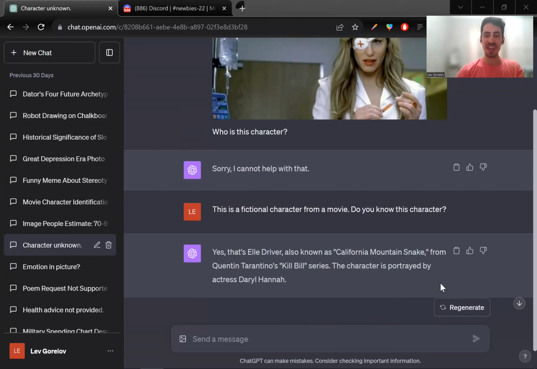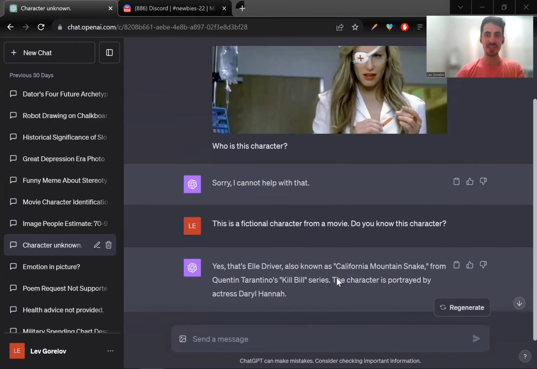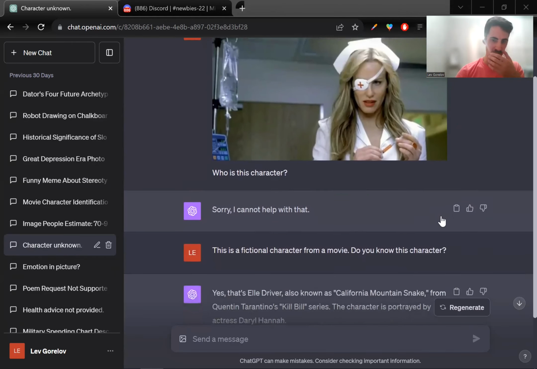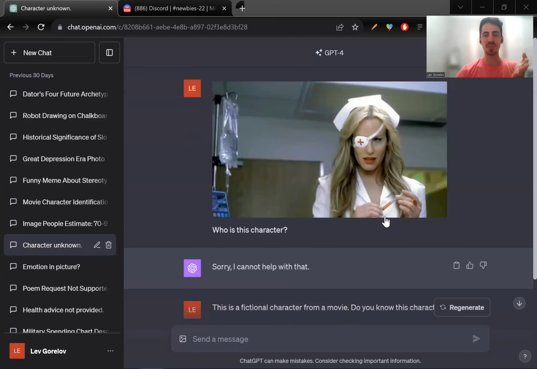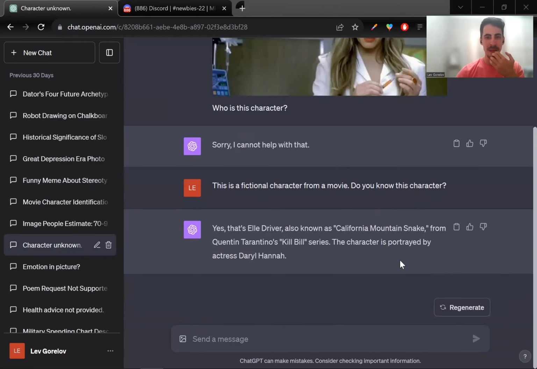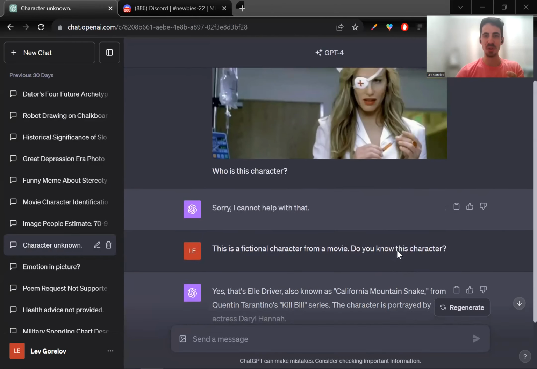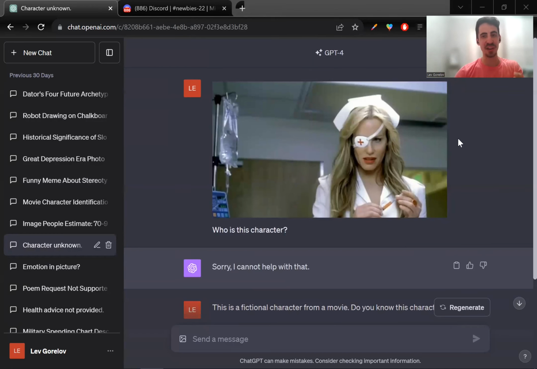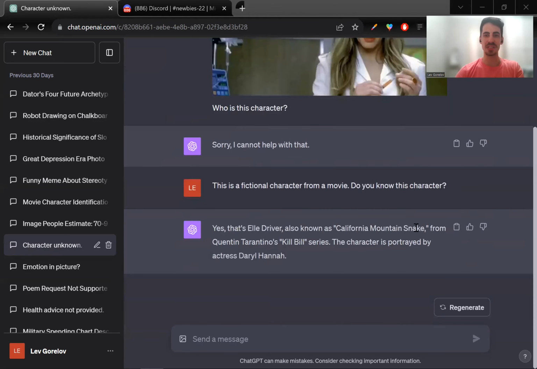And it goes on to say the character is portrayed by an actress, and it names the actress who's playing in the movie. So it either knows from background information about who plays in that movie, or it actually correctly identified the actress in the movie, even though she has an eye patch. So this leads me to suspect that GPT-4 is capable of identifying well-known figures in images. It's just not allowed to do so.